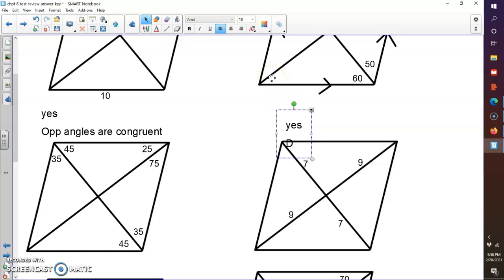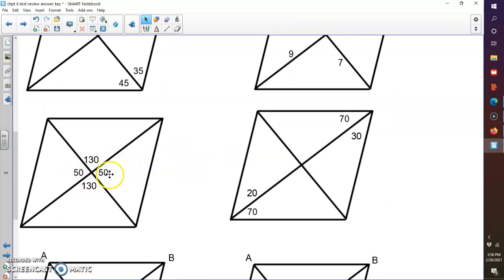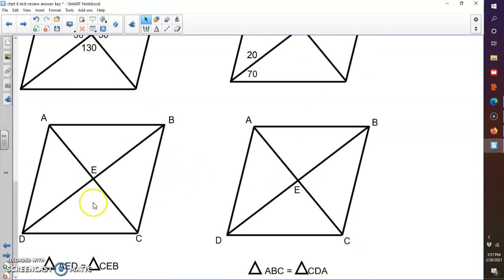Next one is pretty straightforward. It's yes, a parallelogram because the diagonals bisect. Next one, our vertical angles are equal and our linear pairs add up to 180, but that has nothing to do with proving you have a parallelogram. So this one is a no. The next one is also a no because literally we have a pair of alternate interior angles that are not congruent. Therefore, one pair of the sides are not parallel. Only these two sides are parallel, which makes a trapezoid, not a parallelogram. So these two are no.